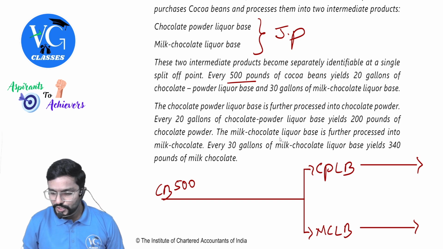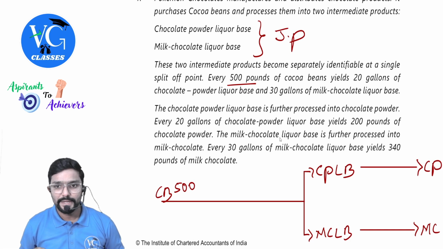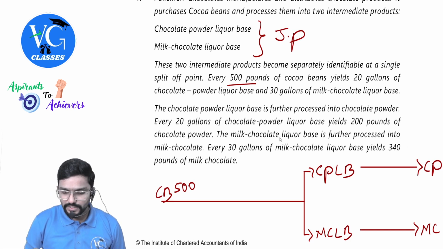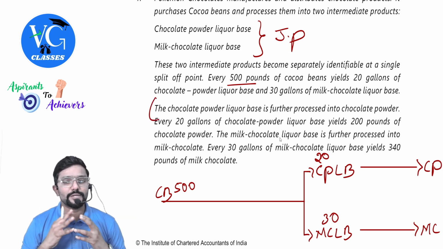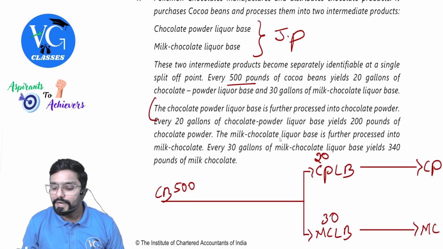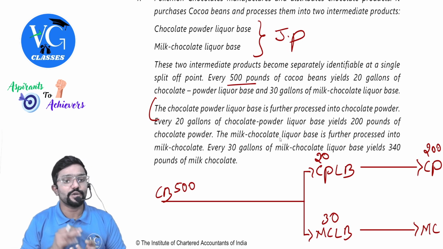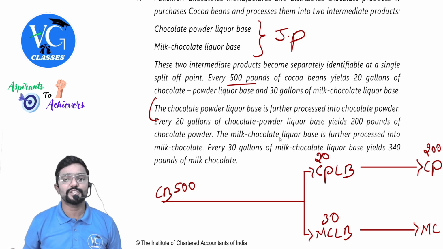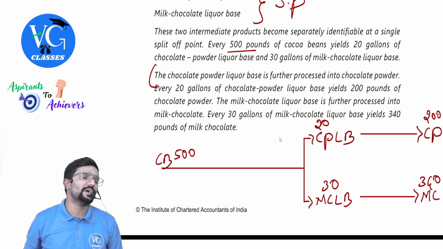So what will I get? Chocolate powder here and milk chocolate. Here I will get 20 and 30. The chocolate powder liquor base is further processed into chocolate powder. Every 20 gallons of chocolate powder liquor base yields 200 pounds of chocolate powder. The milk chocolate liquor base is further processed into milk chocolate. Every 30 gallons of milk chocolate liquor base yields 340 pounds of milk chocolate.